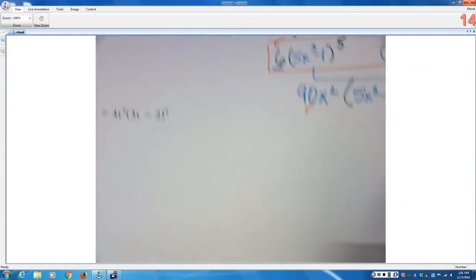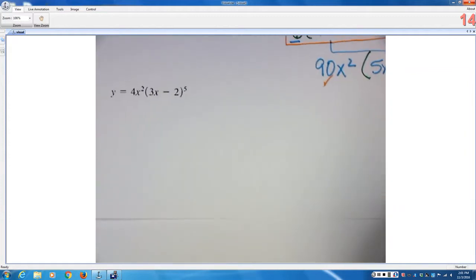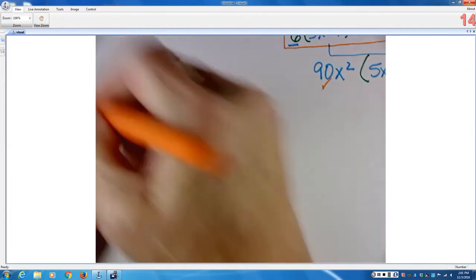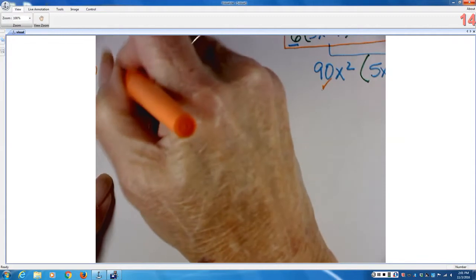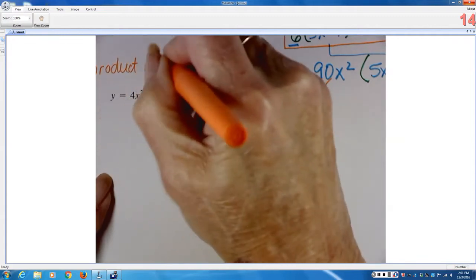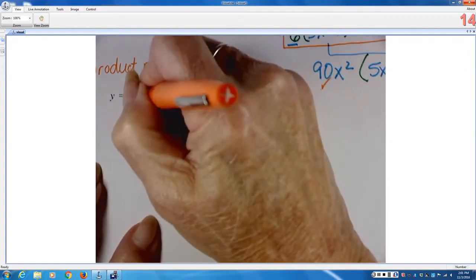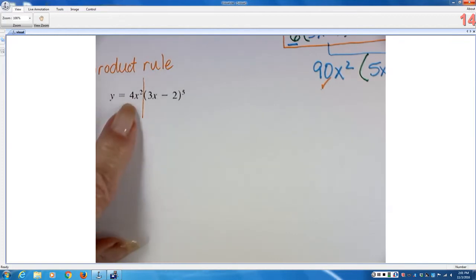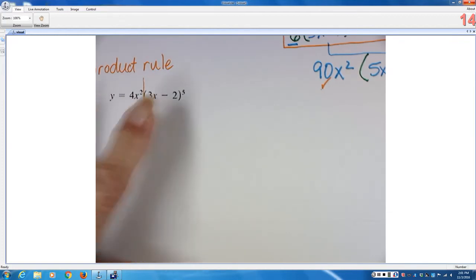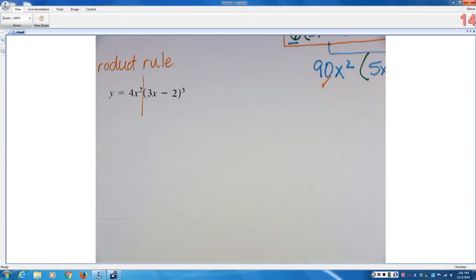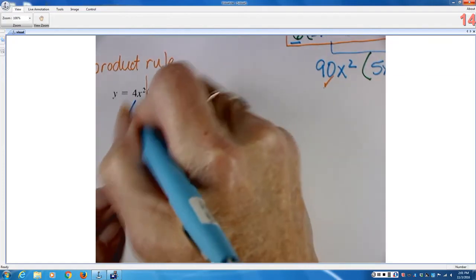So let's look at number 4. Number 4 is a product rule. I think most people got that right, but if you didn't, your dividing line on this product rule is right here. Because you've got a 4x squared, which is a function of x, and then you've got a 3x minus 2 in parentheses to the fifth power, which is also a function of x. So in this case, I'm going to divide it up into f and g. So this is f.